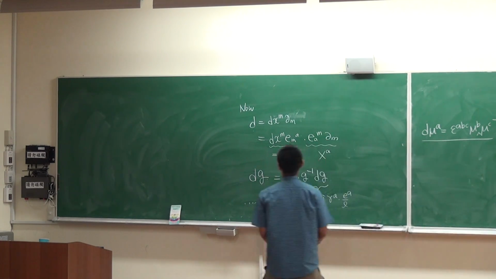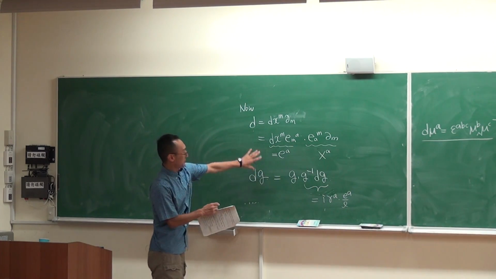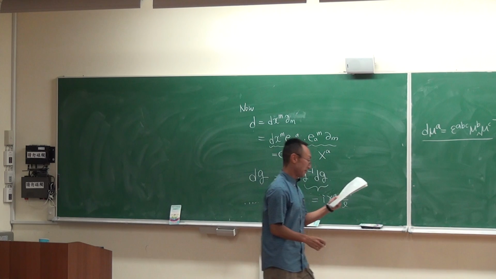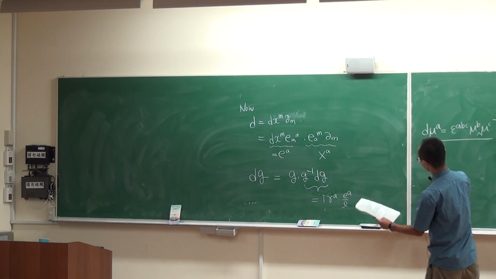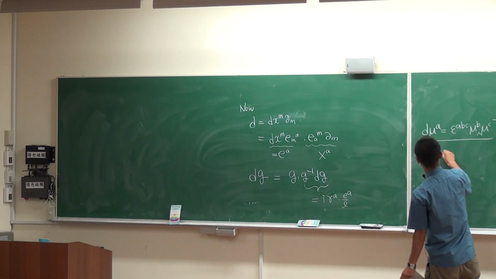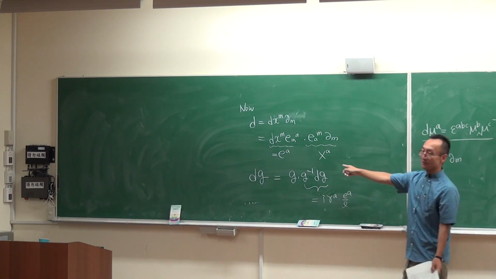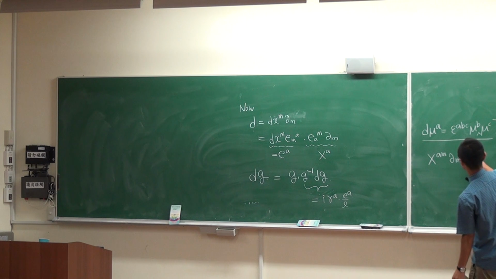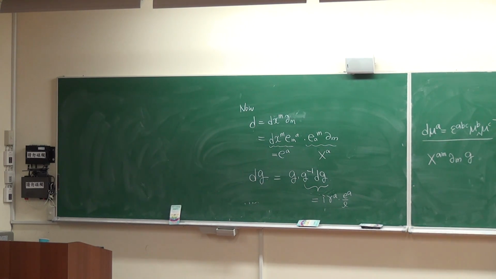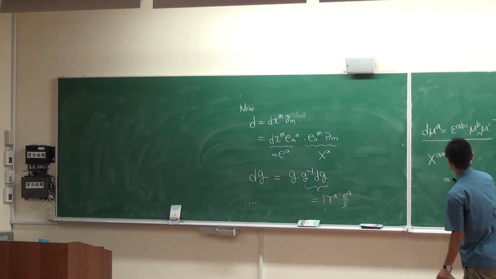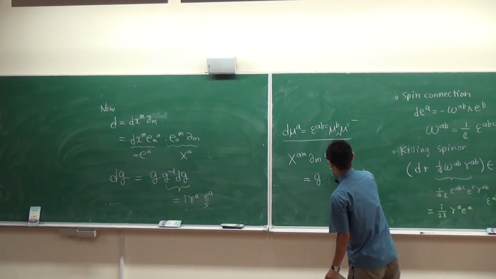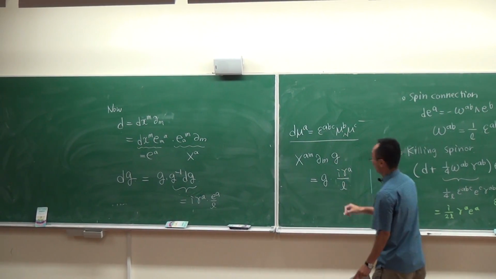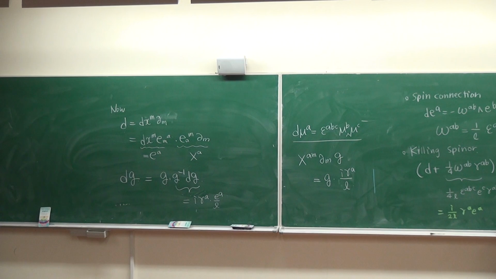So if I look into these expressions very carefully, what I find is that the action of this vector field X on this 2 by 2 matrix field G is just a multiplication of this 2 by 2 matrix from the right.